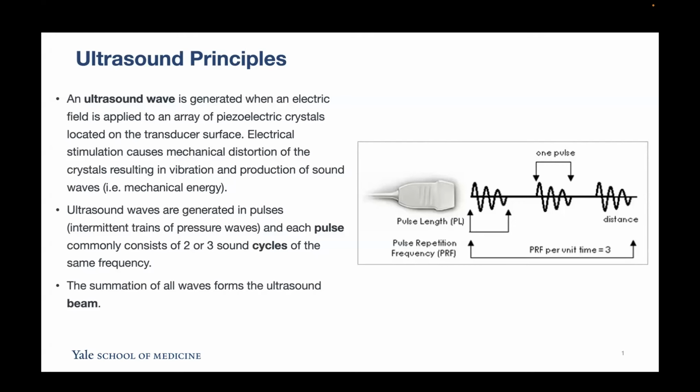So the principles of ultrasound, all you know. An ultrasound wave is generated when an electric field is applied to an array of piezoelectric crystals located in the transducer surface. This electrostimulation causes mechanical distortion to the crystals, resulting in vibration, and that's what produces the sound waves, which are generated in pulses, and each pulse commonly consists of 2 or 3 cycles of the same frequency. Basically, those ultrasound waves are emitted by the transducer and are reflected back to the transducer according to each tissue type and component.